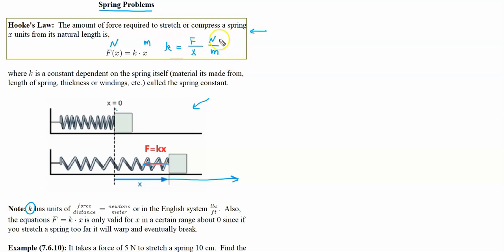And if you're in the imperial or English system, the force up here would have units of pounds, and x would usually have units of feet. So k would have units of pounds per foot. Okay, so that makes sense that those are what the units would be. All right. Now let's take a look at an example.